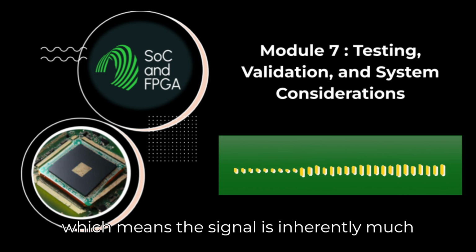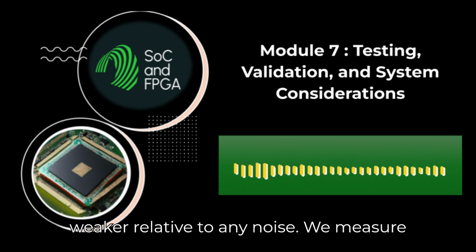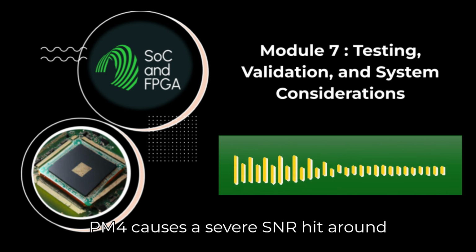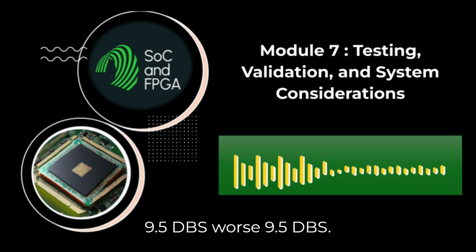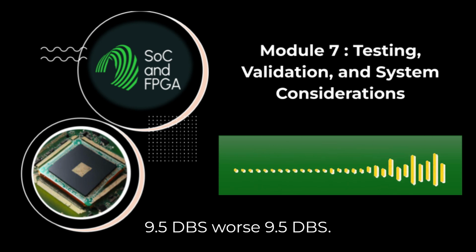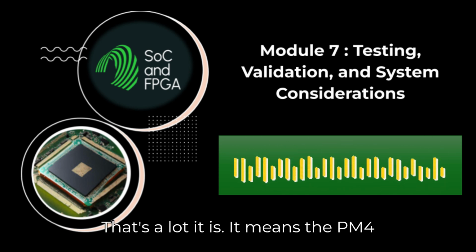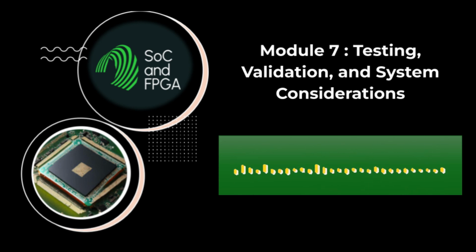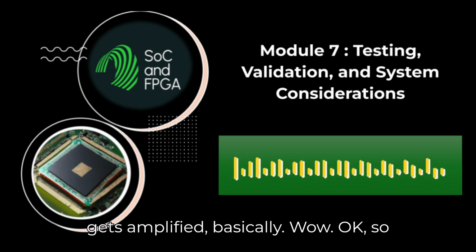Much smaller. Which means the signal is inherently much weaker relative to any noise. We measure this as signal-to-noise ratio, SNR, and PM4 causes a severe SNR hit, around 9.5 dBs worse. 9.5 dBs, that's a lot. It is. It means the PM4 signal is dramatically more susceptible to noise, jitter, crosstalk, you name it. Any little imperfection in the channel gets amplified, basically.